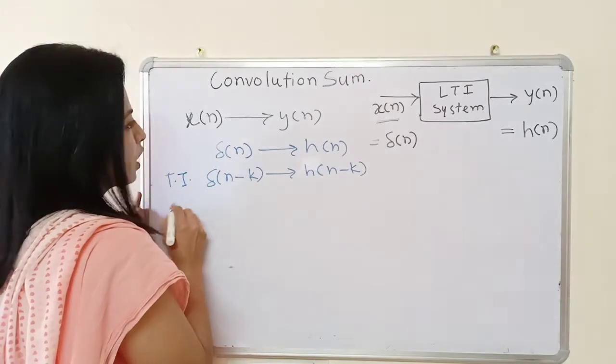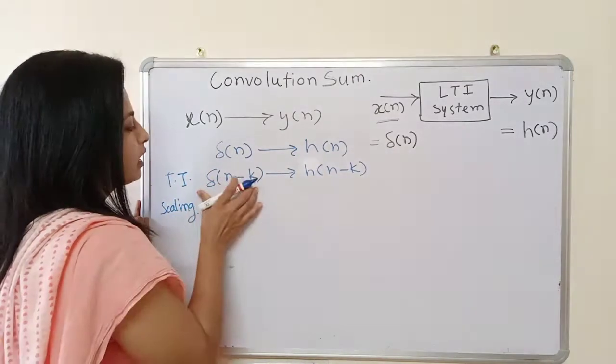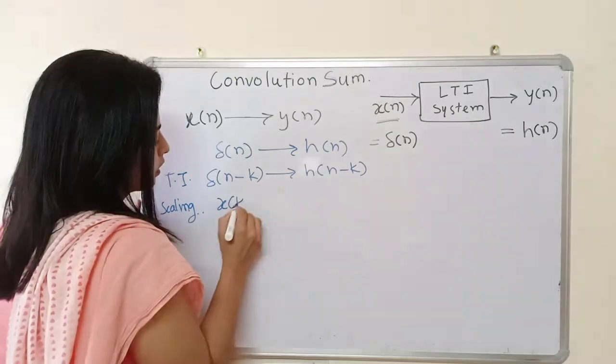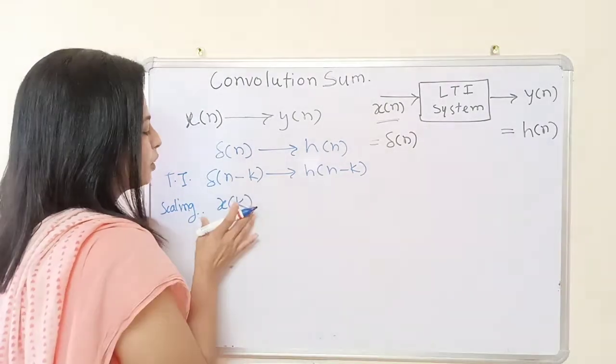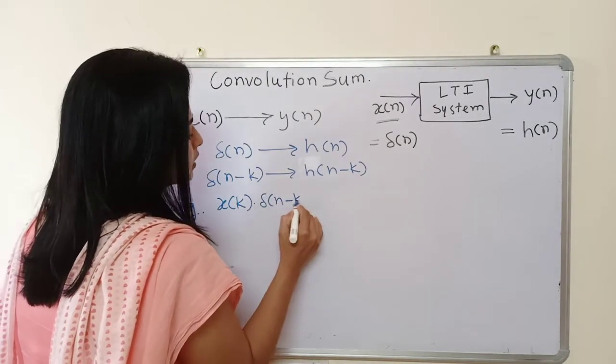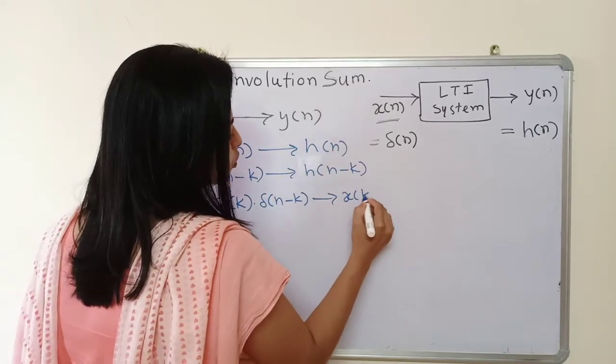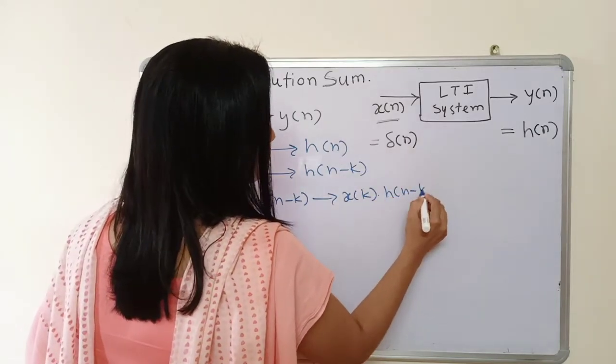Now we'll apply the scaling property. We'll scale this by a constant x of k, where x of k is the amplitude of x of n. So for del of n minus k, the same constant multiplies the output also: x of k, h of n minus k.